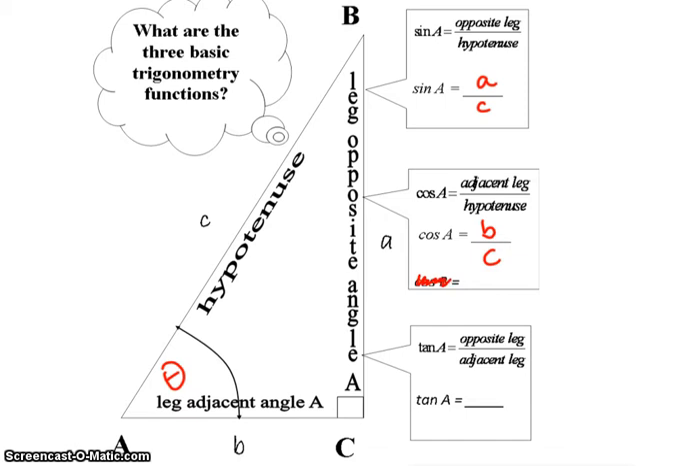Let's go ahead and mark that out for now. I don't want to confuse you. And then tangent is opposite over adjacent. So opposite of A is little a, and adjacent to A is little b. So these are my three ratios.